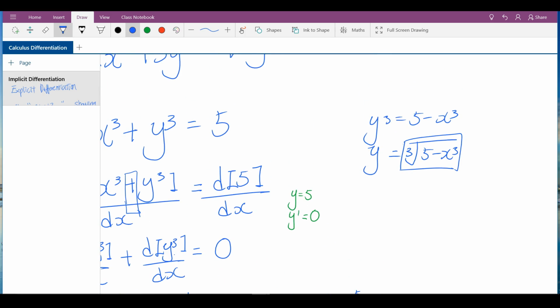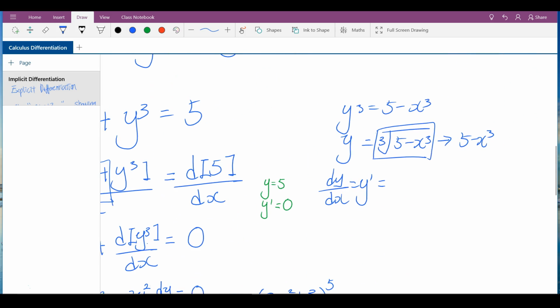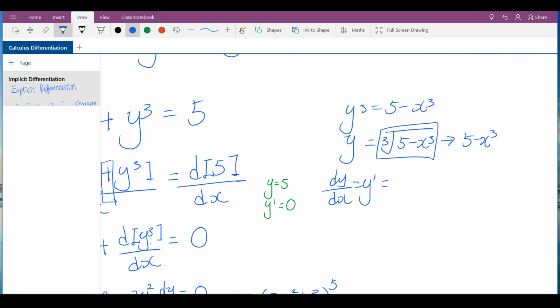Let's go to here. So we're going to divide dx, or we can call it y dash, whatever you want. So what do we do now? We should change this in the form of power. So 5 minus x to the power of 3. Oh, was it 3? Did I write 3 here? Oh, I should write 3 here. My bad. Okay. Now, so that can be written as 3 minus x cubed to the power of 1/3.